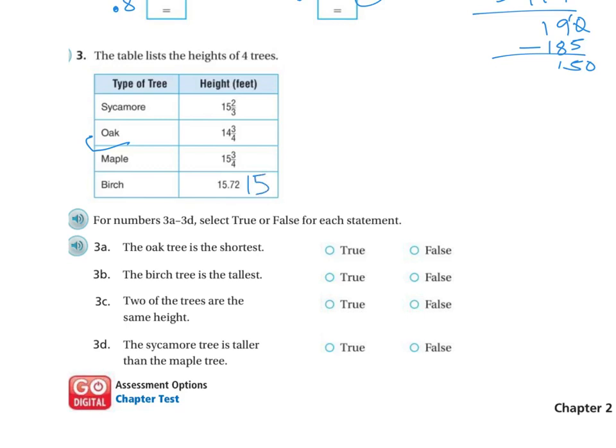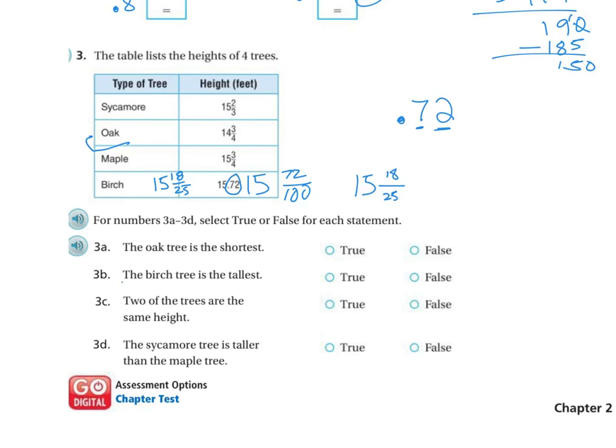So we have 15 wholes, and then 0.72. Well, if I look at that, that's saying that I have 72, and this is the tenths, and that's the hundredths. So I have 72 hundredths. And I can reduce that a little, because I know that 4 goes into 72 18 times, and I know that 4 goes into 100 25 times. So I can have 15 and 18/25 there. This will help me compare them a little bit more.